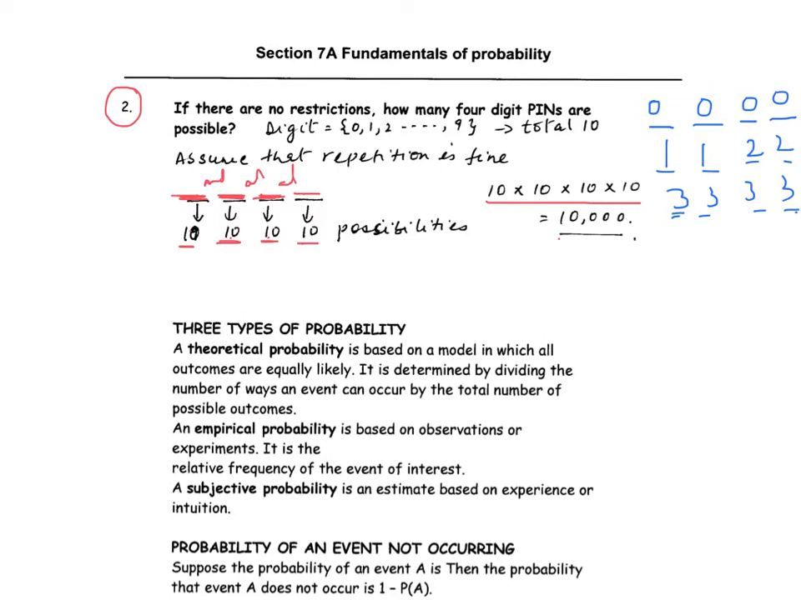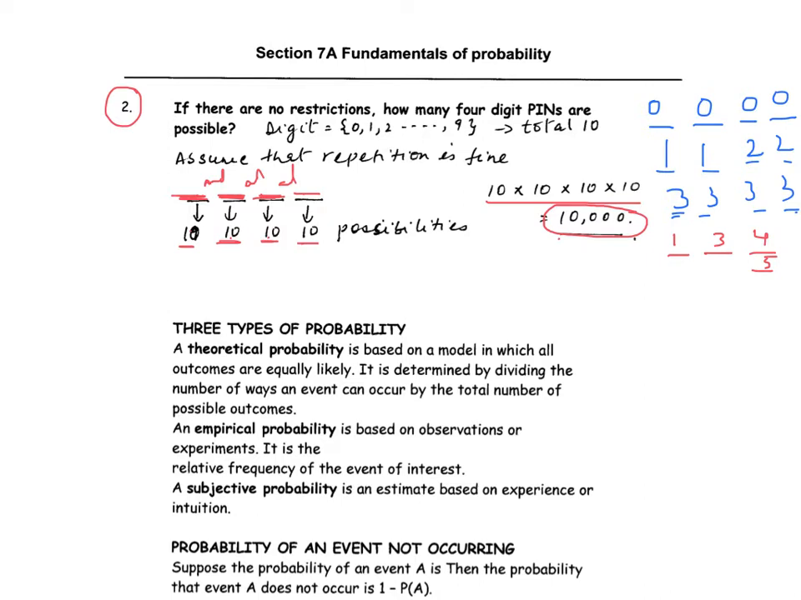So if you had a PIN number for your ATM machine, 1345, for example, and if someone was trying to guess your four-digit PIN, they would have to go through a maximum of 10,000 numbers in order to figure out what your four-digit PIN is.